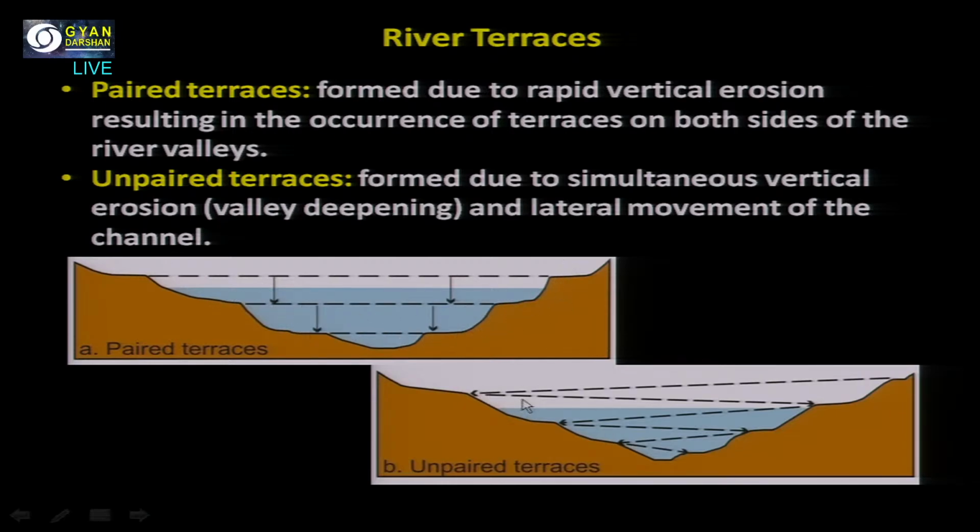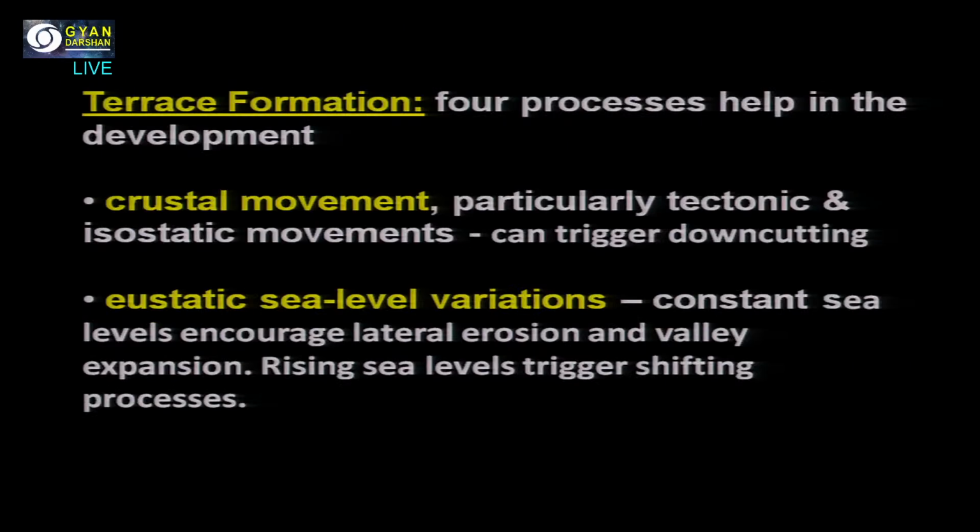Whereas in the case of unpaired terraces, you don't see such pairing of these terraces, and such unpaired terraces are formed due to simultaneous vertical as well as lateral movements of the channel. So this results in the valley deepening and also lateral erosion.